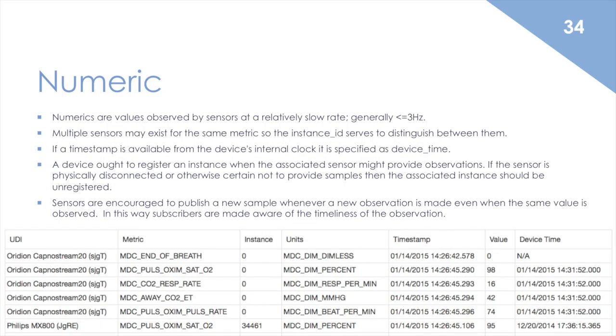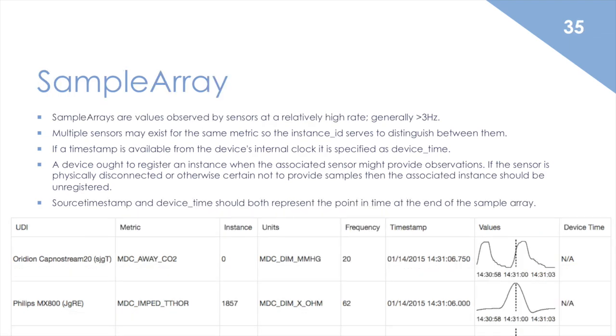The numeric topic is for expressing sensed data that occurs at a pretty slow rate, generally less than 3 Hz. You can see more information about the data model here, but you can think of the numeric topic as sharing the big numbers that would occur on a medical device screen. And the sample array topic is for data that are sampled much more quickly by their sensor. You can think of these as waveform tracings on the display of a medical device, and this topic allows for the sharing of that much more high-frequency data.